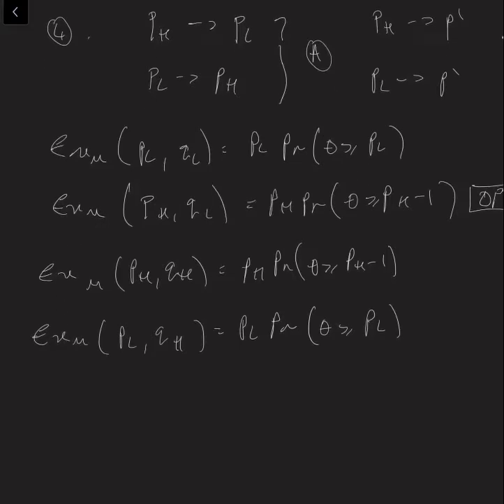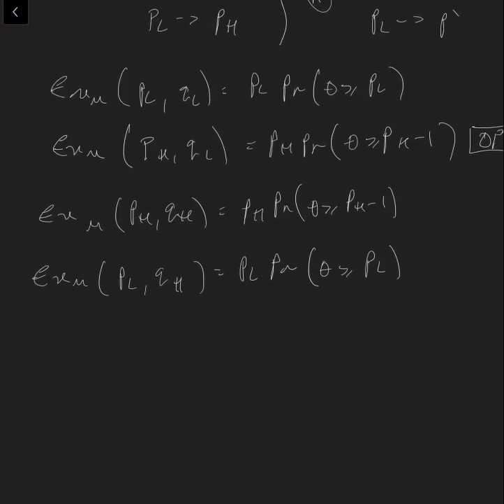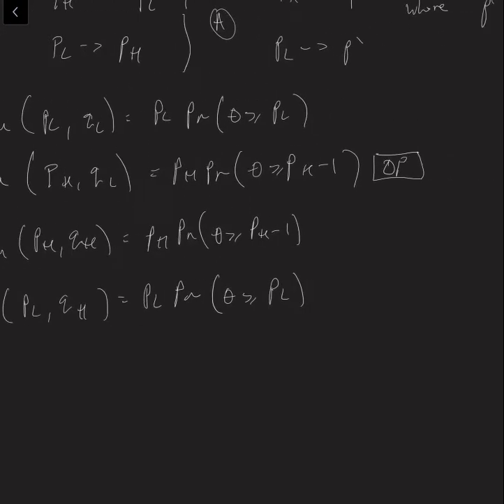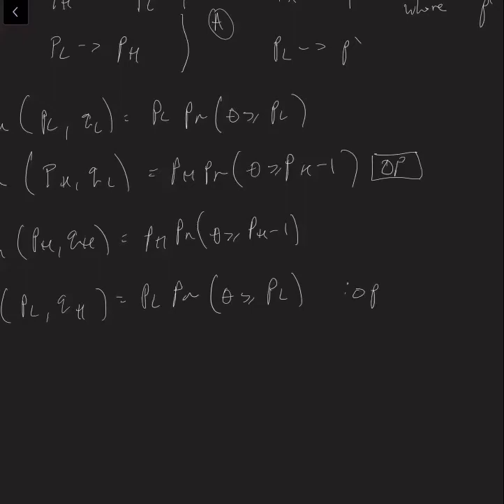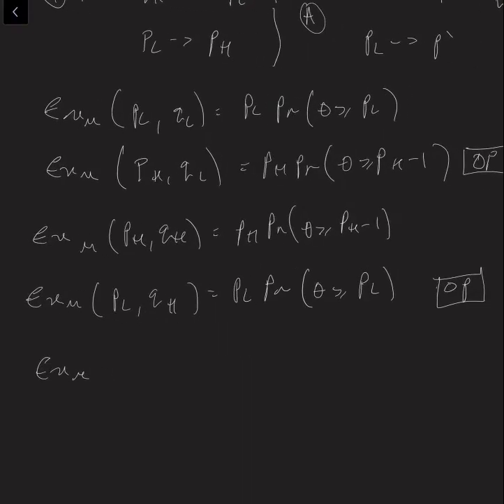Okay, so these are our class A of deviations. Actually, okay, this is off path as well. Now what does Monica get if she posts the low quality flat at some P prime not equal to PL or PH?